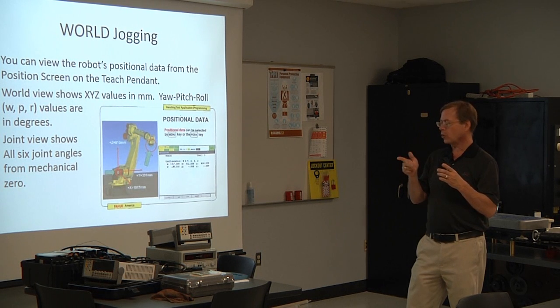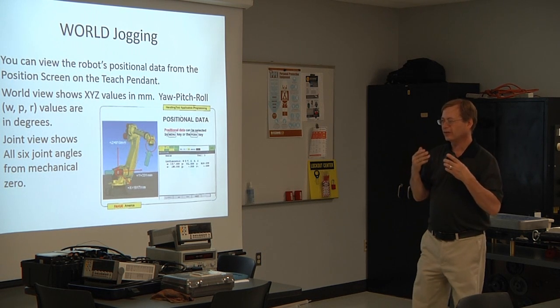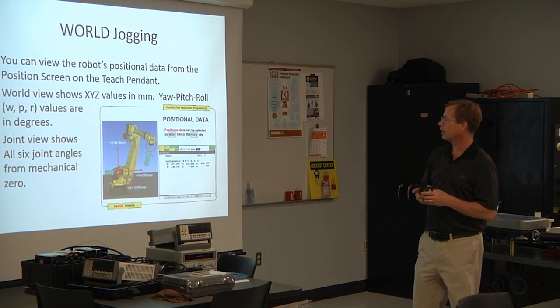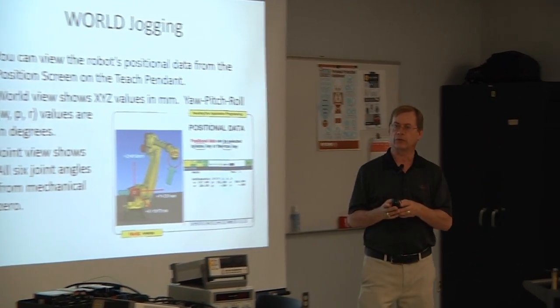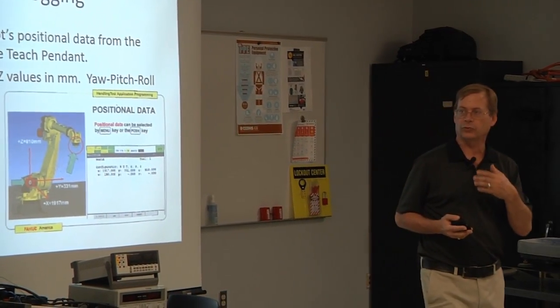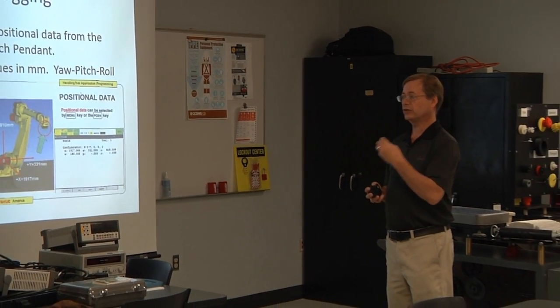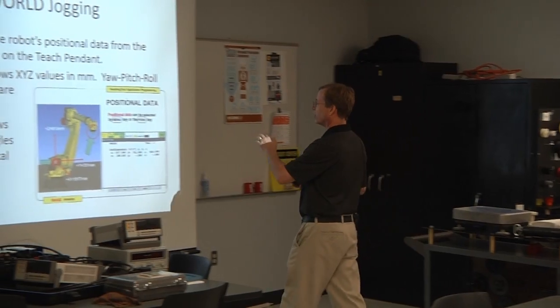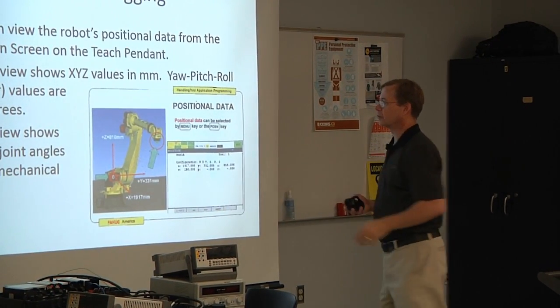And so knowing the rotation on these axes, you can use your right-hand rule. So it's actually better if you think of it that way. But when you look on the position screen, it says W, P, and R, and that's what that stands for, yaw, pitch, and roll. But it really means rotation about X, rotation about Y, rotation about Z. X, Y, and Z are in millimeters. Rotation about X, Y, and Z is in degrees.